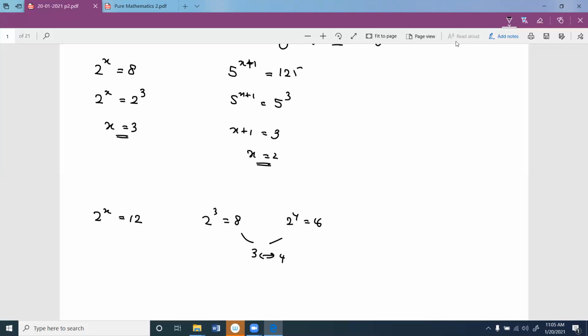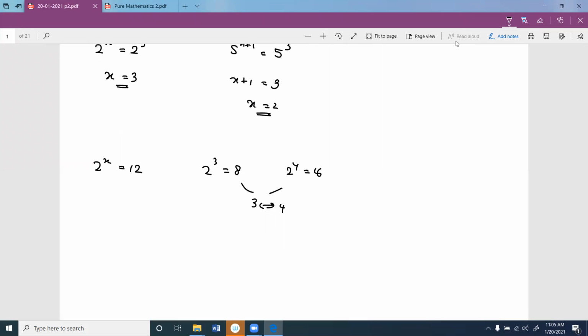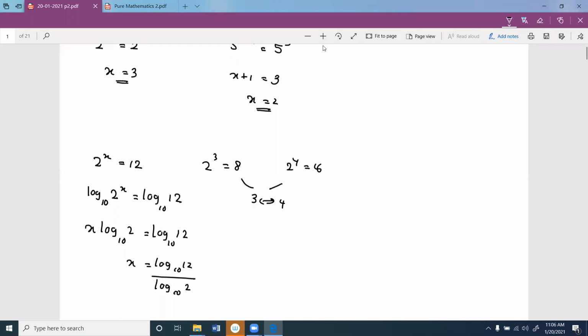Right, okay. Now let's see how to do this kind of a question. If you come across this question, take logarithm for base 10 for both sides. Logarithm of base 10 of 12. Then from the logarithm, if you have a power over here, you can write the power out. x log 10 2 is equal to log 10 12. Then you can say x is equal to log 10 12 divided by log 10 2. So simply you can get the answer like this.